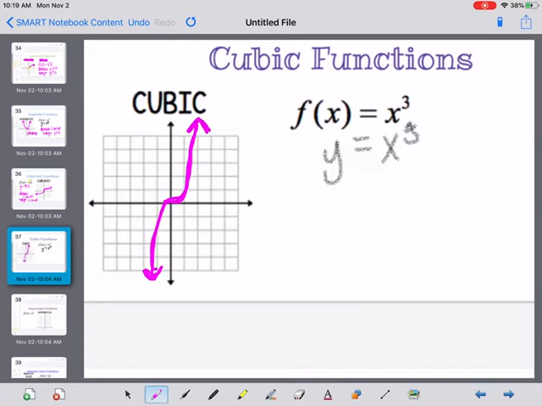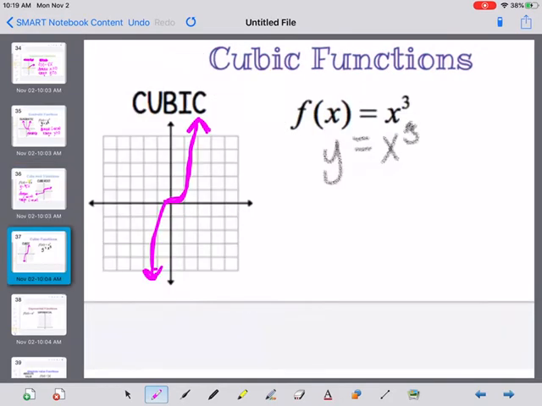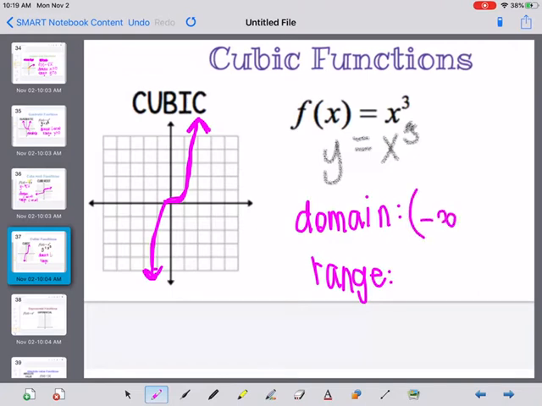So now it's the vertical. Your cube root is horizontal. Your cubic is vertical. So what is my domain here? It's the same thing as cube root, negative infinity to positive infinity, and negative infinity to positive infinity for my y value. And so we're going to go to our next parent function.